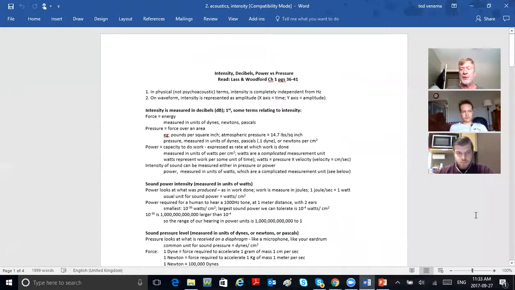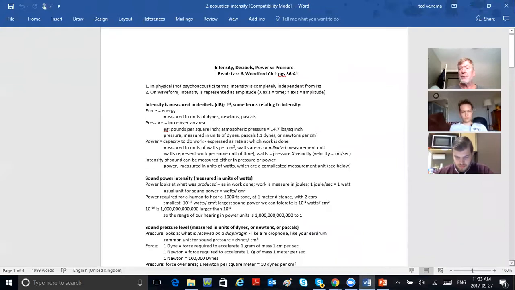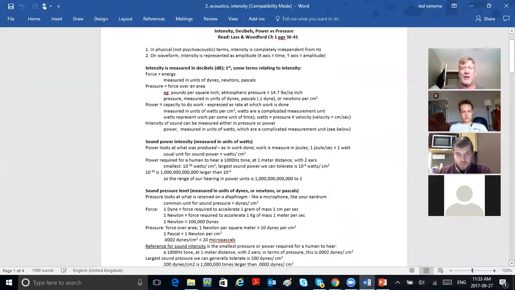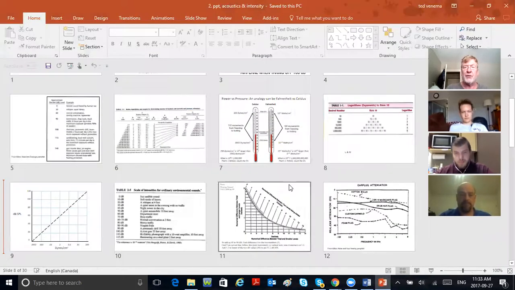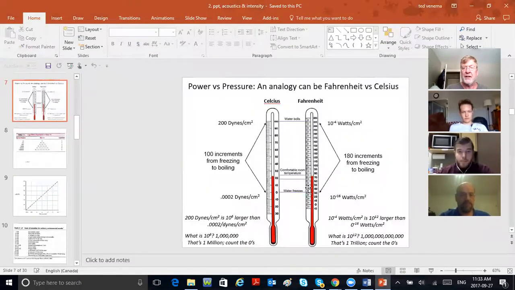And I think last week we went through the first page of this. We talked about intensity measured in decibels, force, pressure is force over an area. We talked about that you could measure the decibel in terms of pressure, or you could measure it in terms of power. And I believe I showed you even a PowerPoint slide with 2 thermometers on it. And I said basically you can think of this thermometer as being pressure, and you can think of that thermometer as being power. And I said freezing is freezing is freezing.